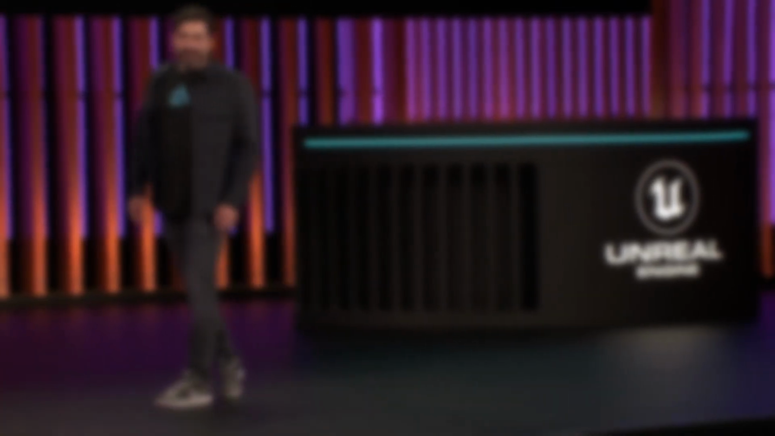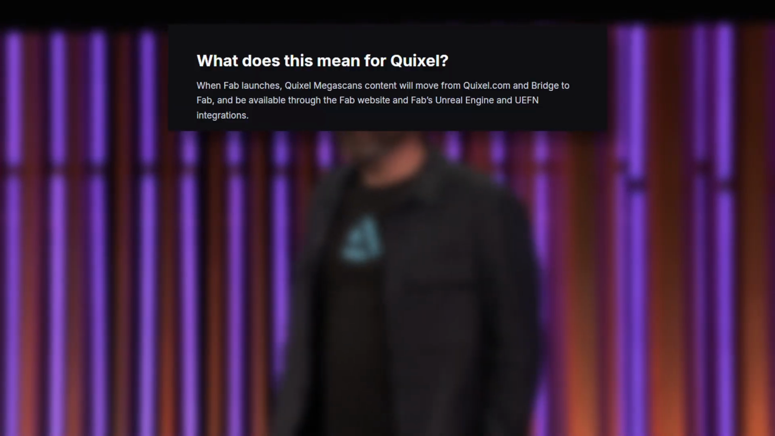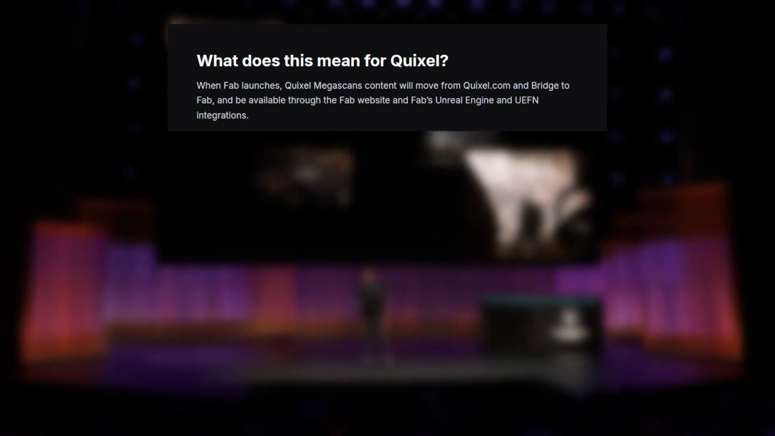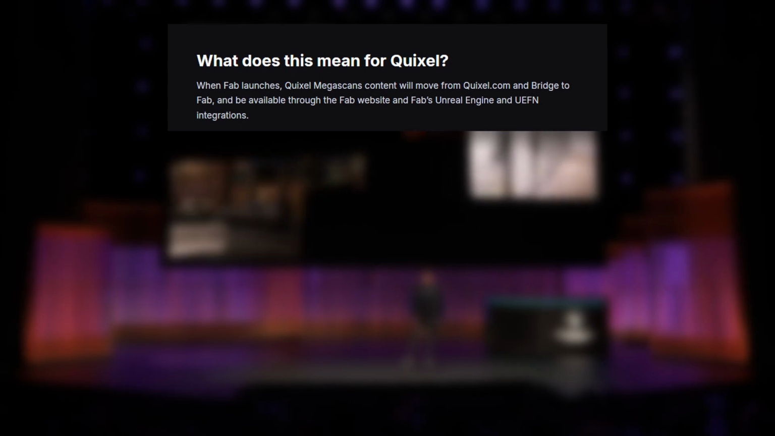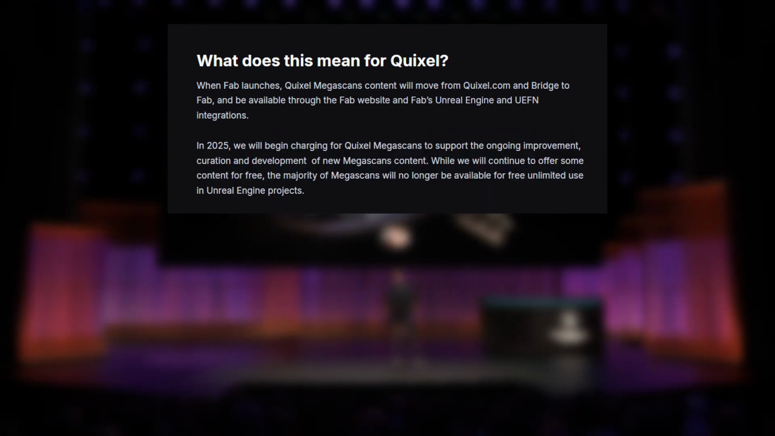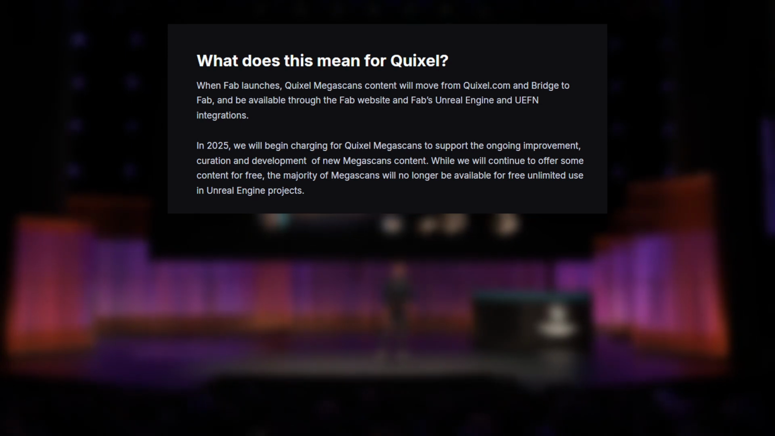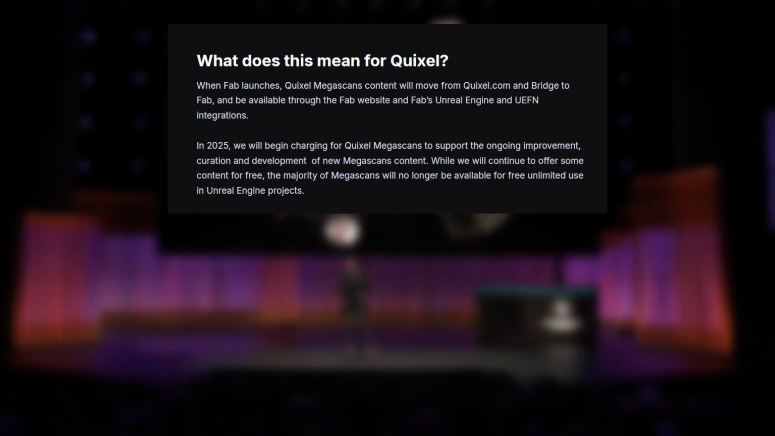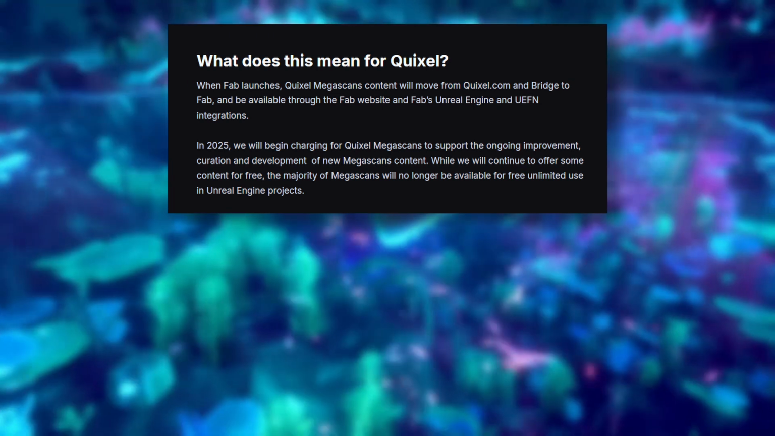Another one that's being thrown into the amalgamation is Quixel.com and Quixel Bridge. What does this mean for Quixel? When Fab launches, Quixel Megascans content will move from the Quixel.com and Bridge to Fab, and will be available through the Fab website and Fab's Unreal Engine and UEFN integrations. In 2025, we'll begin charging for Quixel Megascans to support the ongoing improvement and curation and development of new Megascans content. While we continue to offer some content for free, the majority of Megascans will no longer be available for free unlimited use in Unreal Engine projects.